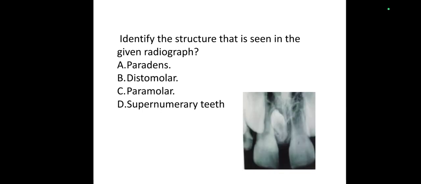Now question 7 deals with developmental anomalies of the dentition. Identify the structures seen in the given radiograph. Our options include A. paradens, B. distal molar, C. paramolar, or D. supernumerary teeth.